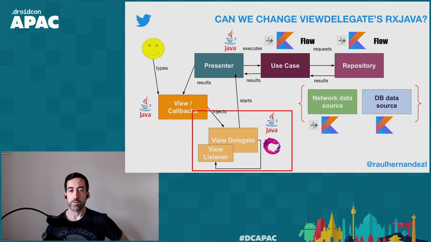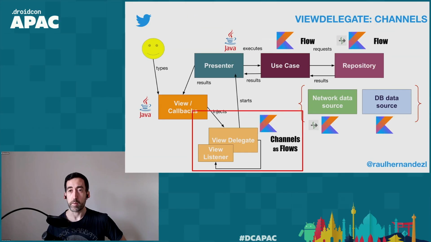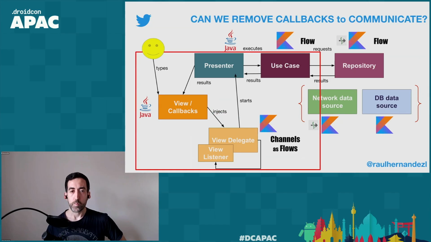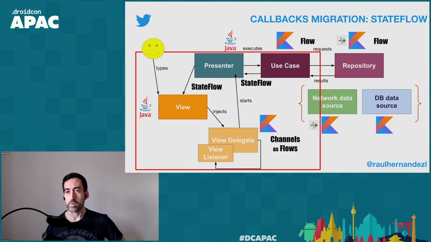Then we'll introduce the case for the view delegate. We want to also replace this Java and RxJava with channels and flows in this case. That's one of the possibilities we could use. And if we do that, possibly we want to also remove the callbacks if we have some time. Is that possible to do? I would say a good approach could be to use StateFlow for it. So just wrapping our results in a StateFlow, we could collect them from the view.